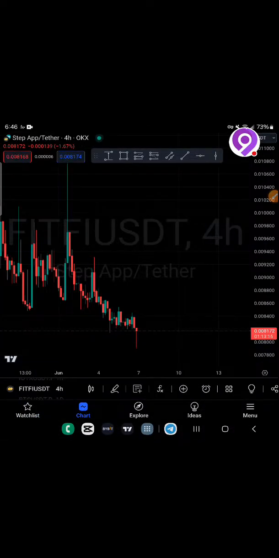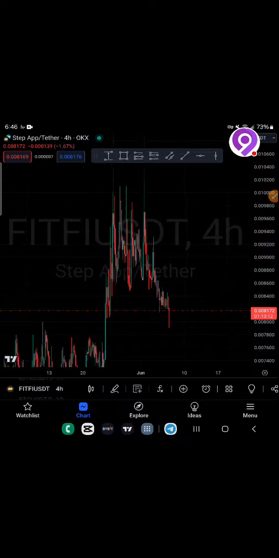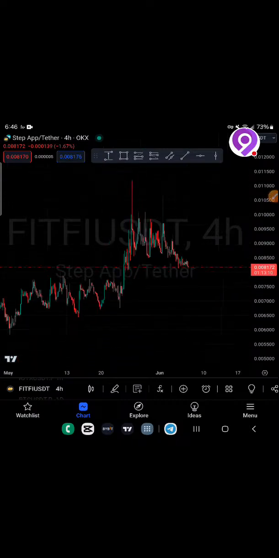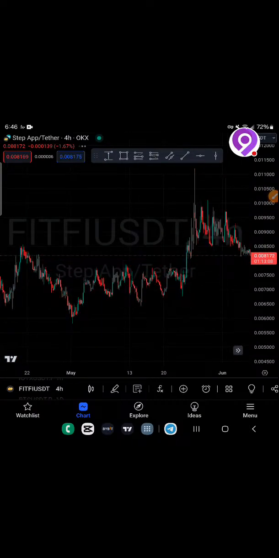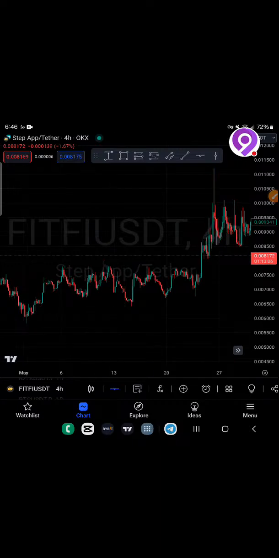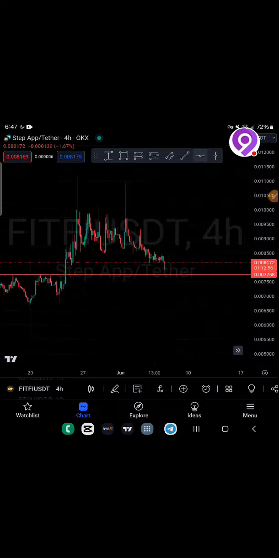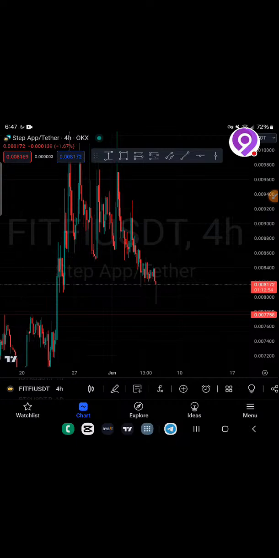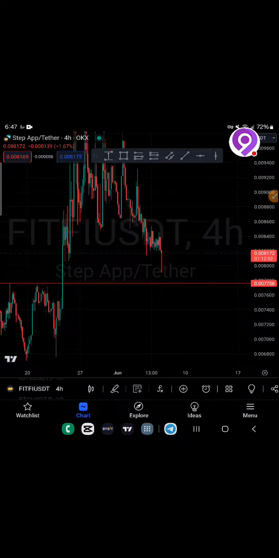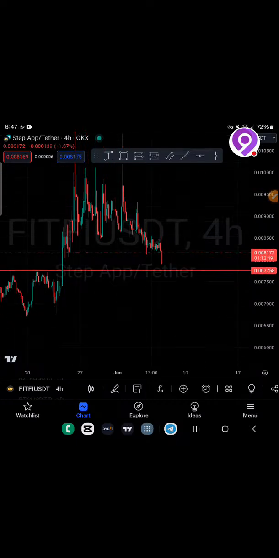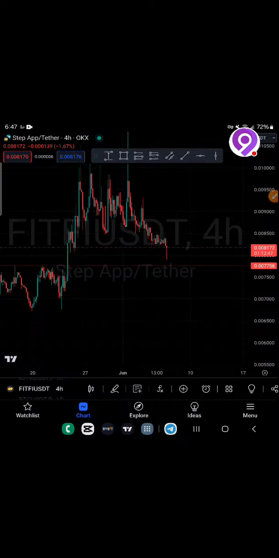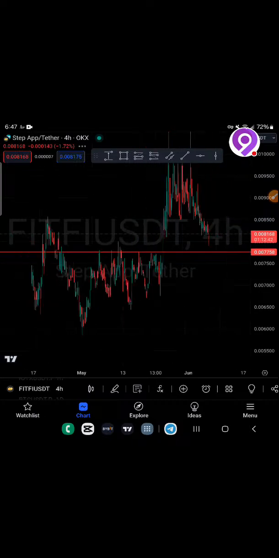Okay, so this is the 4 hour time frame, and Fit Fee is on a downtrend, but I can see a very strong support around 0.00775. Wait for that support to hit, then you can place your buy around that area, around 0.07758.